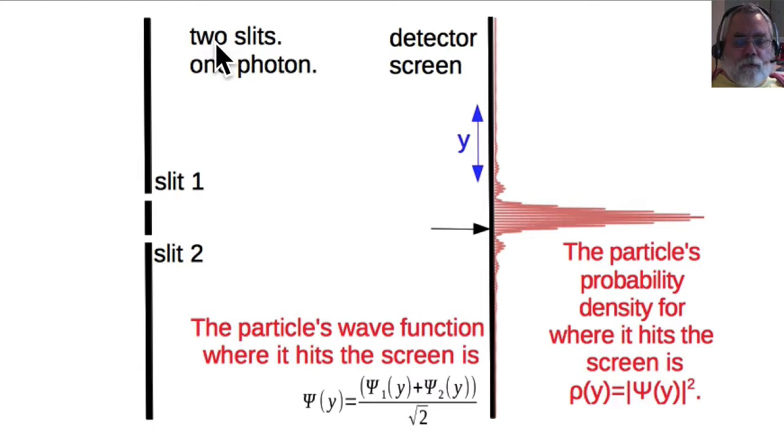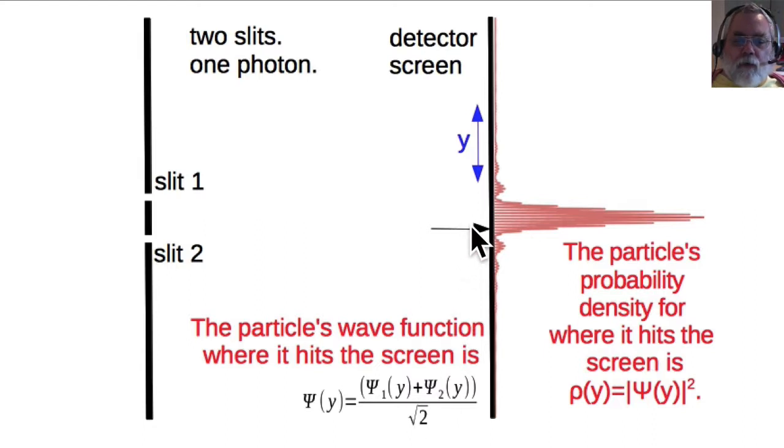2 slits, 1 photon. Slit 1, slit 2. Detector screen, we'll call y the vertical axis here. The particle's wave function where it hits the screen: psi of y is psi sub 1 of y due to slit 1 plus psi sub 2 of y due to slit 2, divided by square root of 2.